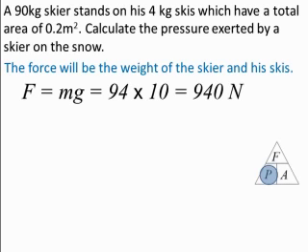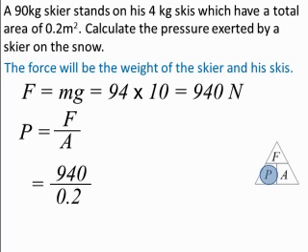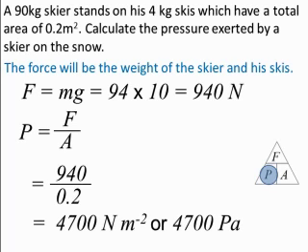Then we were asked to calculate pressure, so again F divided by A, 940 divided by 0.2, and you end up with 4,700 newtons per meter squared, or pascals.